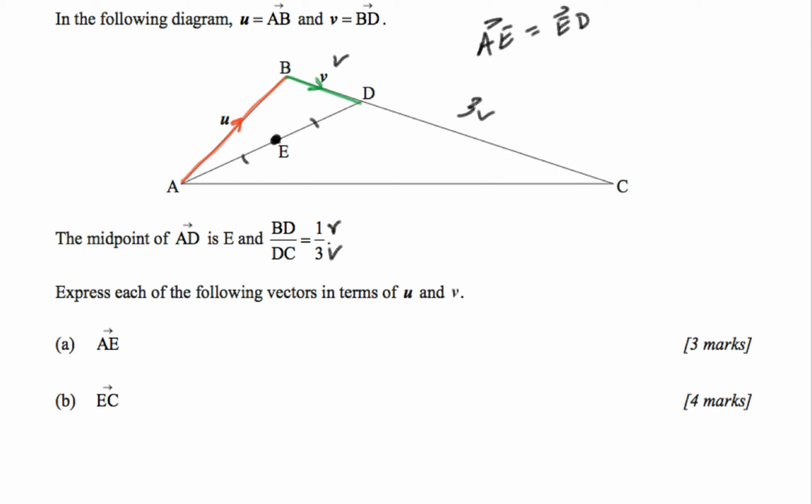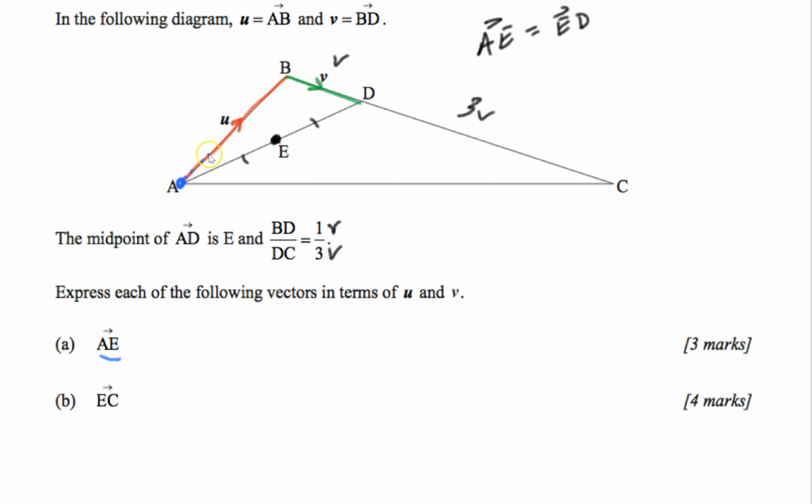Now, this is something IB loves to do right here. Express the following vectors in terms of U and V. So I can only use these two vectors. That's all they want me to use. I've got to get AE out of that. So I've got to go from here to there only using those two vectors. Now this is how you do it. Remember, you've got to start at A and end at E. So I'm starting at A.